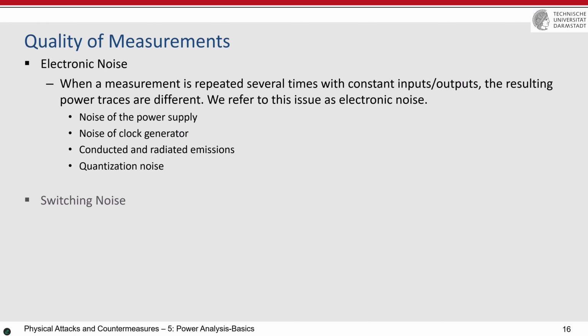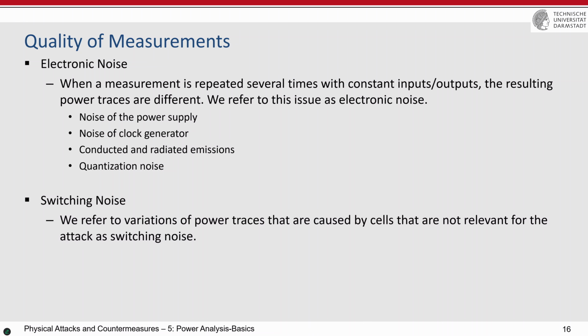Another type of noise, you should learn these two things carefully because we deal with them next week. The effect of switching noise is similar to electrical noise, but the origin is different. We refer to variation of power traces that are caused by cells that are not relevant for the attack. You may say the noise of the power consumption is also not relevant to our attacks, but it originates from the device you want to attack, yet it is not considered in your attack.